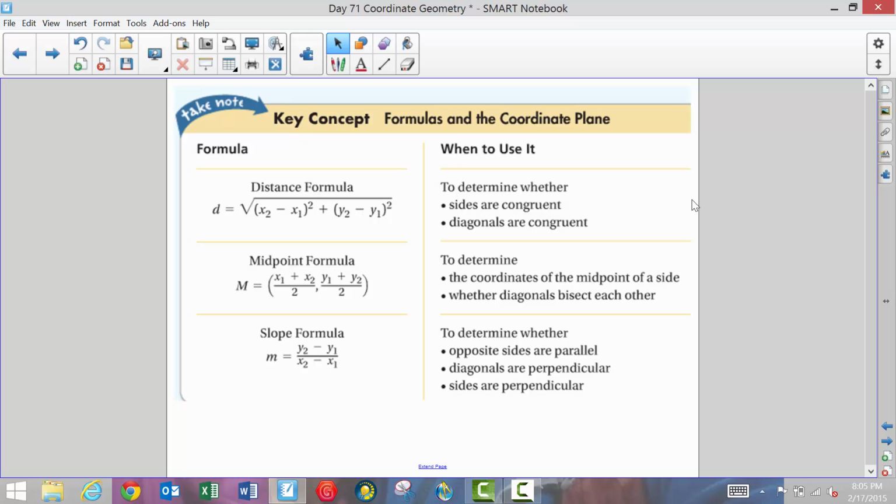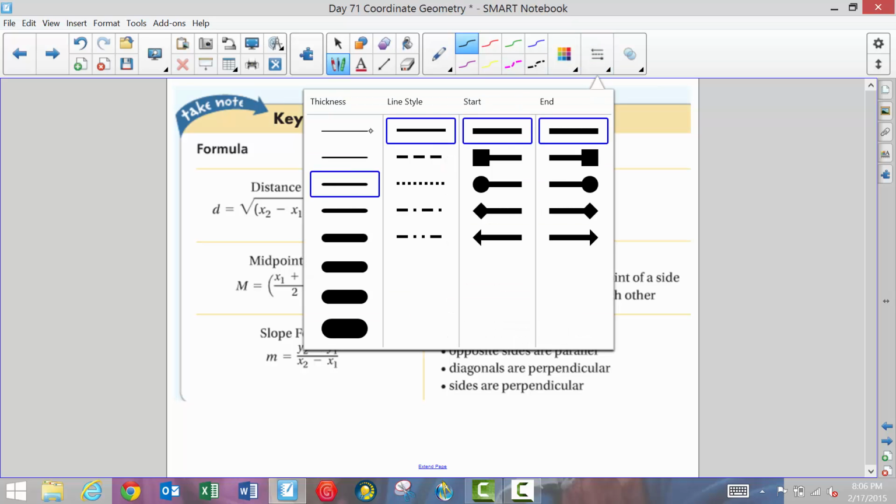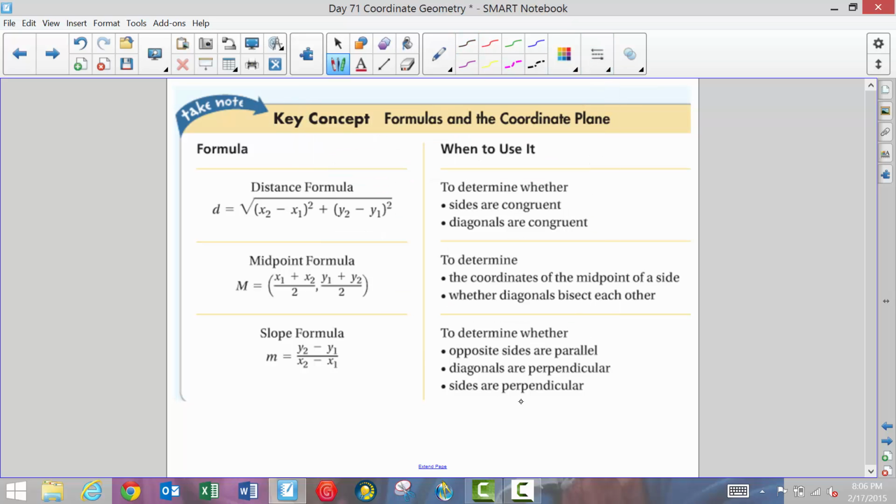And you have the slope formula, which will tell me if sides are parallel, if diagonals are perpendicular, or if the sides are perpendicular. And remember, perpendicular is opposite reciprocal slopes, and it's also when two slopes multiply to -1. So remember, perpendicular is slope 1 times slope 2 gives you -1. So parallel is M1 is equal to M2, or the slopes are the same. So let's jump right into the first example.